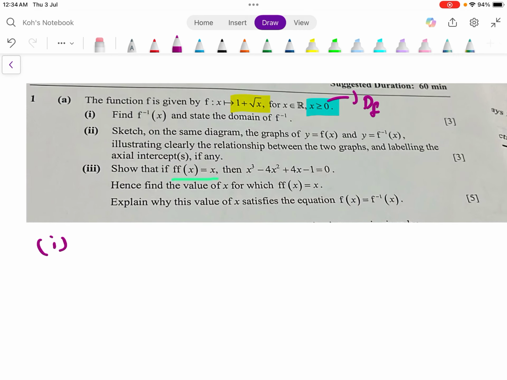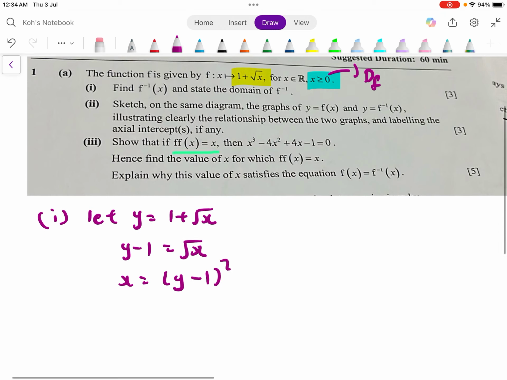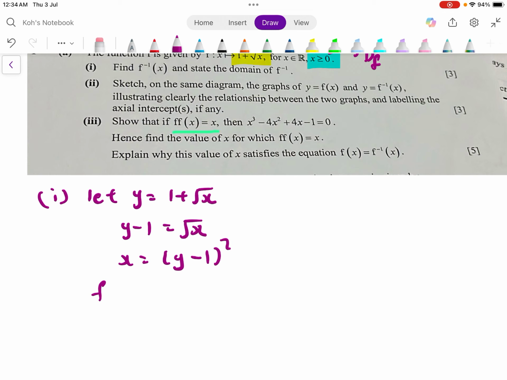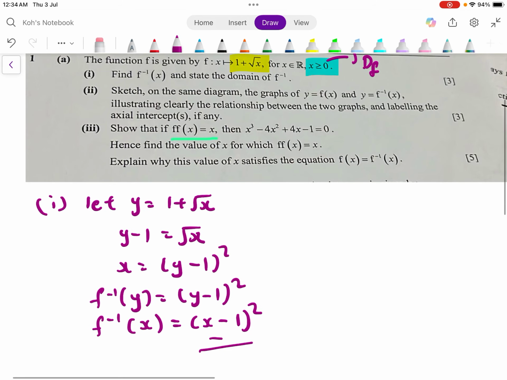The very first part is let y be equal to 1 plus square root x. Then of course, I make x the subject: y minus 1 equal to square root x. Square both sides, so x is equal to (y minus 1) squared. So I replace the x with f inverse y equal to (y minus 1) squared. Replace the y with x, so this will give you (x minus 1) squared. So this is the rule of the f inverse x.